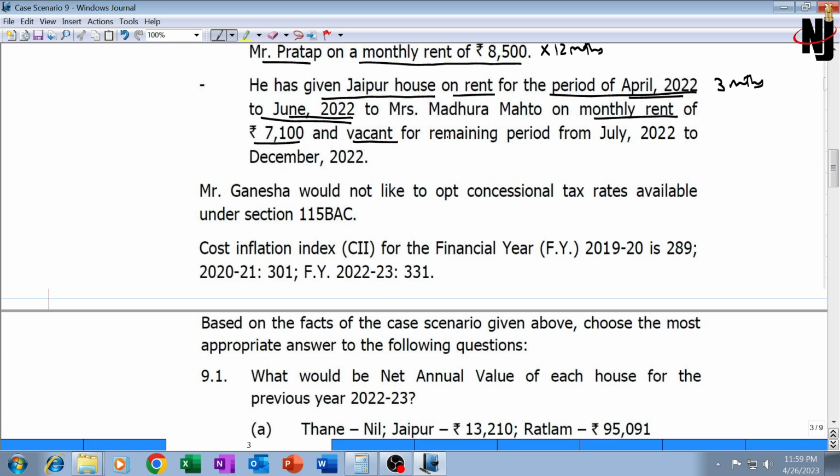And it is lying vacant for the remaining period from July 22 to December 22. July 22 to December 22 would be July, August, September, October, November, December. 6 months is the vacancy period, and accordingly we will calculate vacancy loss. Vacancy loss will be actual rent for the given period multiplied by vacant period, 6 months, 7,100 per month into 6 months. We will calculate it out.